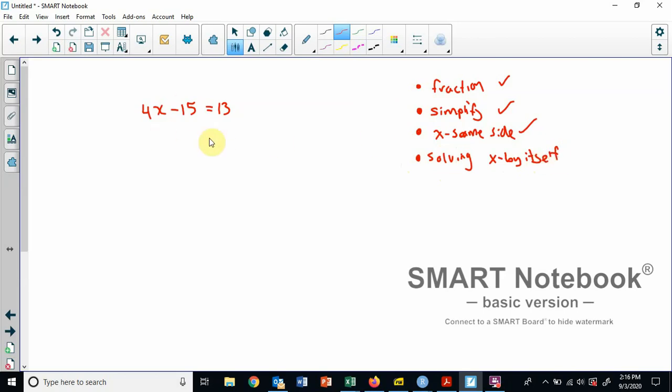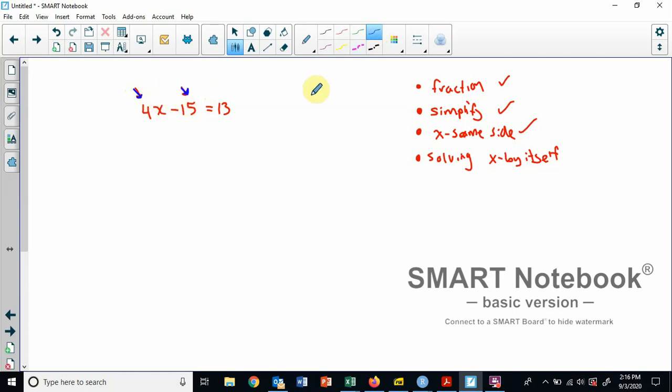And the answer is no, the x is not by itself. So can I get x by itself? Remember my questions I told you: looking at the same side of the equal sign, what things are with x? I see a 4 and I see a minus 15. Now the bigger question is, which one do I get rid of first, the 4 or the minus 15?